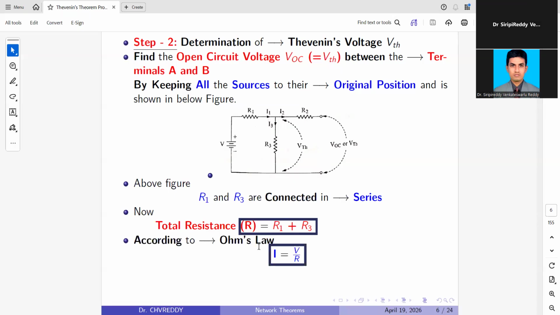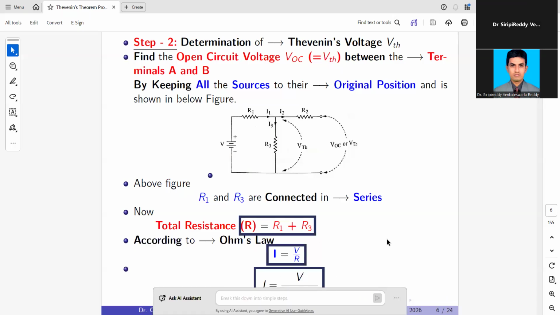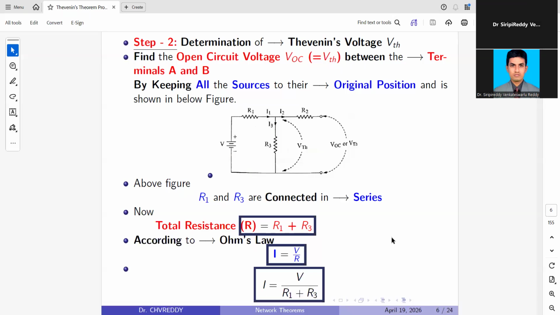According to Ohm's law, I equals V by R. Now you know the R value, so you can substitute here. So I equals V by (R1 plus R3). Now you know the current flowing through this circuit. This I is flowing through R1 as well as R3. Whatever current is passing through R1, the same current will pass through R3.